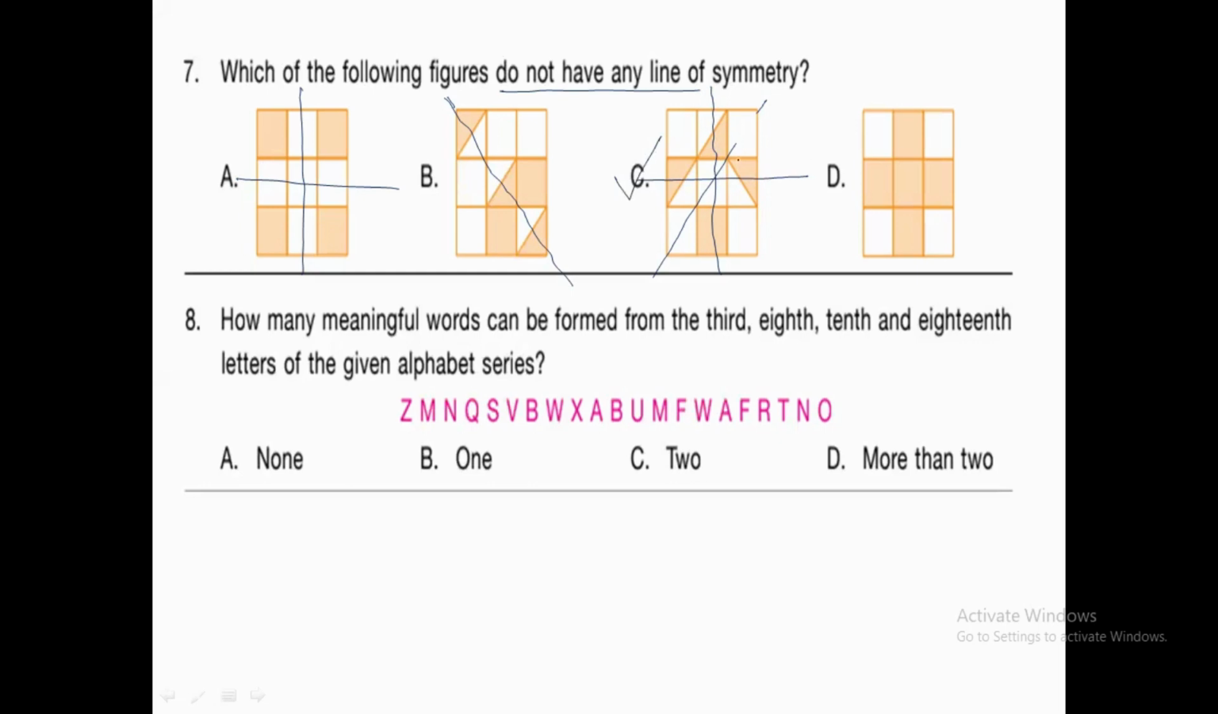Okay, so that's why option B has also horizontal and vertical lines of symmetry. Okay, so we can say option C is the only option that does not have any line of symmetry. Okay, so that's why option C is our correct answer.